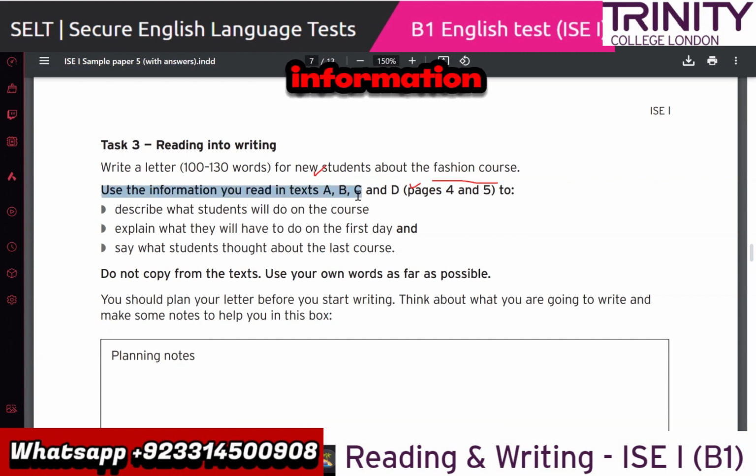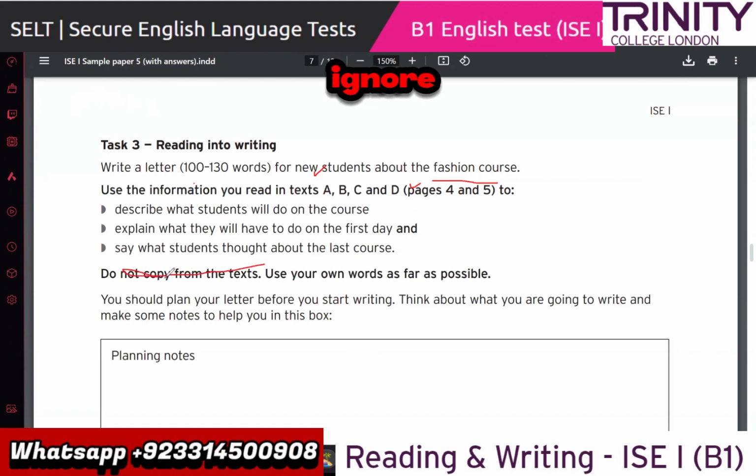Use the information you read in text A, B, C, and D, page number 4 and 5. So, do not copy from the text. Use your own words as far as possible. You should plan your letter before you start writing. Think about what you are going to write and make some notes to help you in this box. As the statement says, use the information you read in text A, B, C, and D. Do not copy from the text.